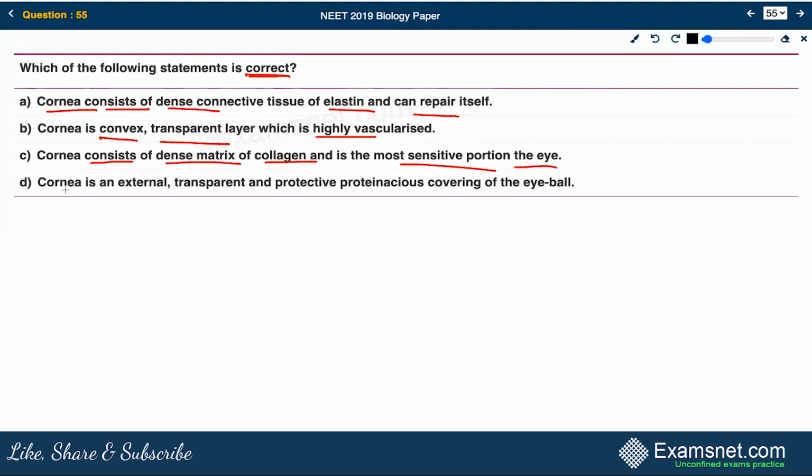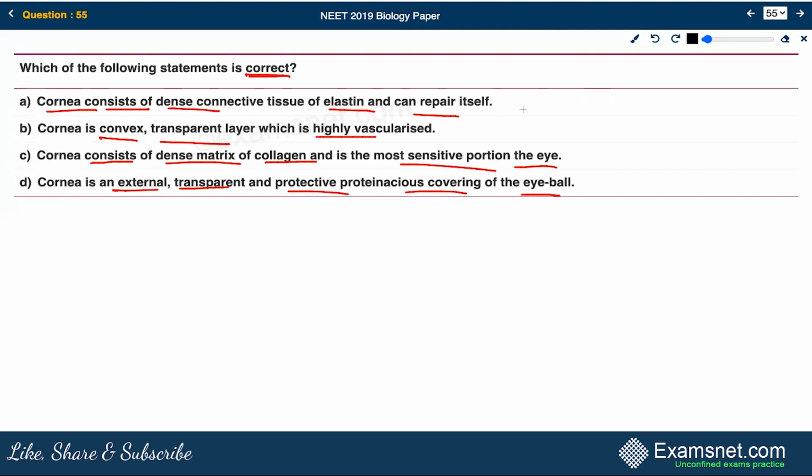And the fourth says that cornea is an external, transparent, and protective proteinaceous covering of the eyeball. Now, let me tell you one thing, out of all these four statements, cornea is basically that part of the eye which is usually made of collagen and epithelium. And this is actually considered to be the main sensitive portion of the eye.